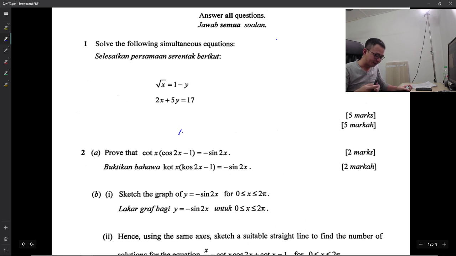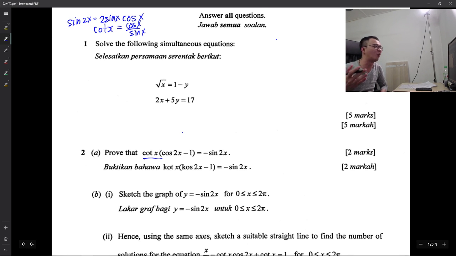But anyway, the first thing is I want to get sine 2x. What is the formula for sine 2x? If you know the formula for sine 2x, it should be 2 sine x cos x, right? In order to get 2 sine x cos x, when I have a cotangent, what is the formula for cotangent x? We know it equals cos x over sine x, right? So this is what I will do. I will not change cotangent x to 1 over tangent, because the tangent doesn't help me to get sine 2x. So I will just do cos x over sine x.